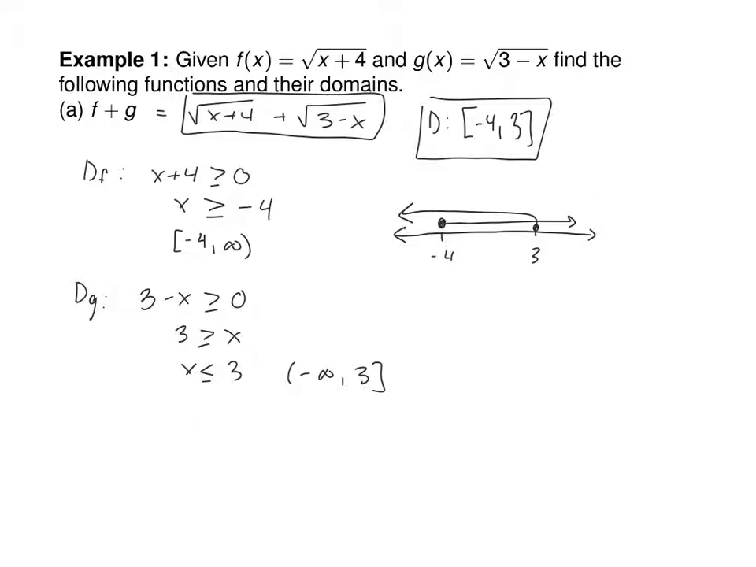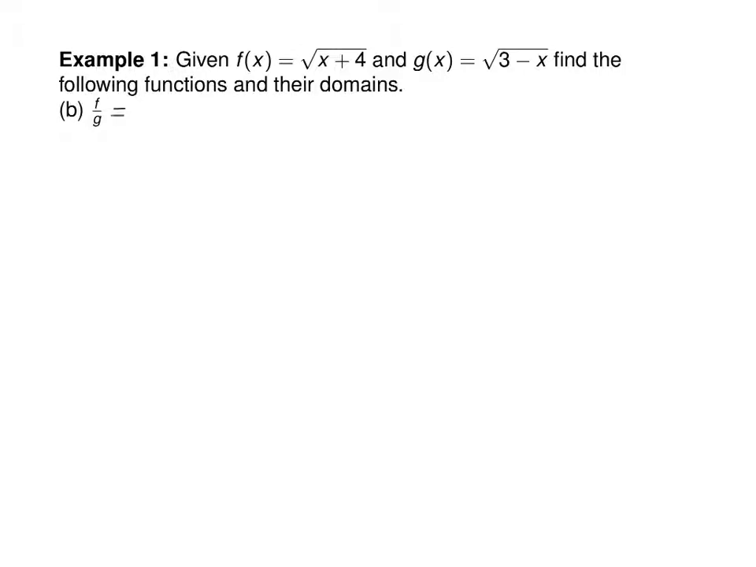Okay, how about the next one? What's going to change? So it's f over g, right? So that's the same thing as root x plus 4 over root 3 minus x. So it's probably best written as one big old square root, x plus 4 over 3 minus x. So you find the domain the same way you find the domain of f, which we discovered was -4 to infinity, right? Domain of g was -infinity up to 3, right?